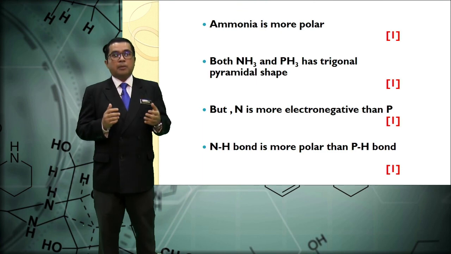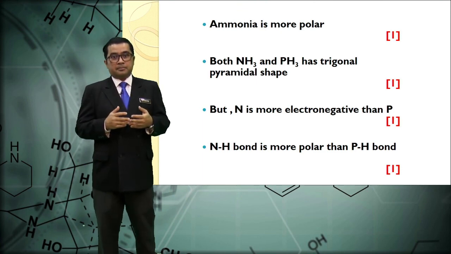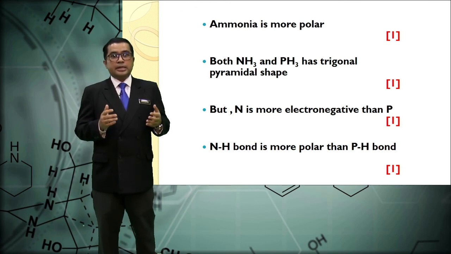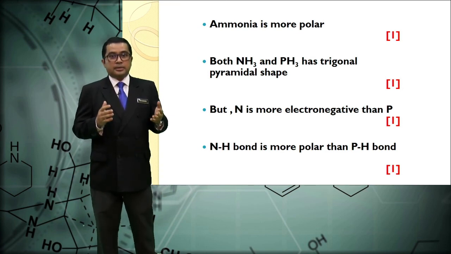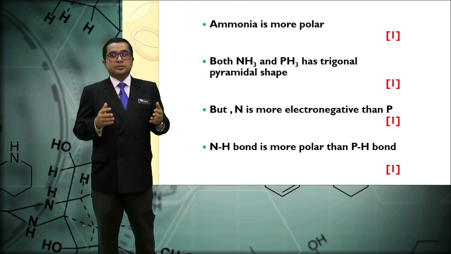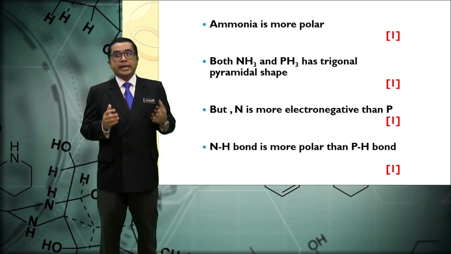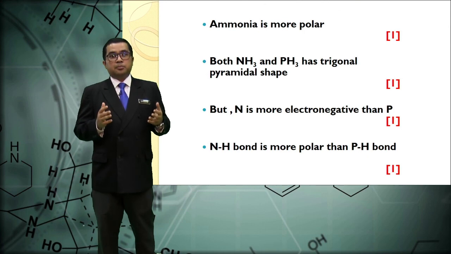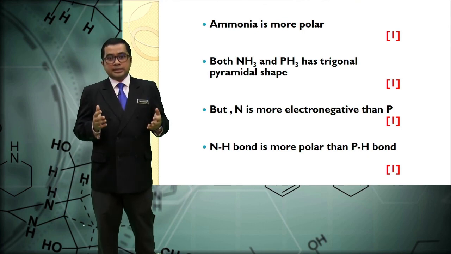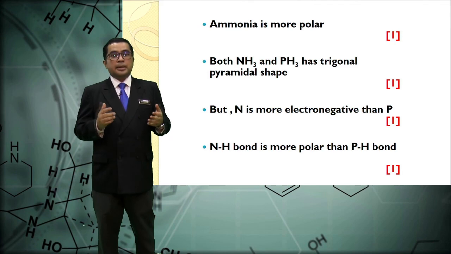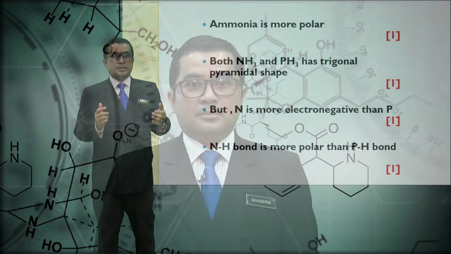But why is ammonia more polar? The reason is nitrogen in ammonia is more electronegative than phosphorus in PH3. So the N-H bond in ammonia is more polar than the P-H bond. That is the reason why ammonia is more polar than PH3.